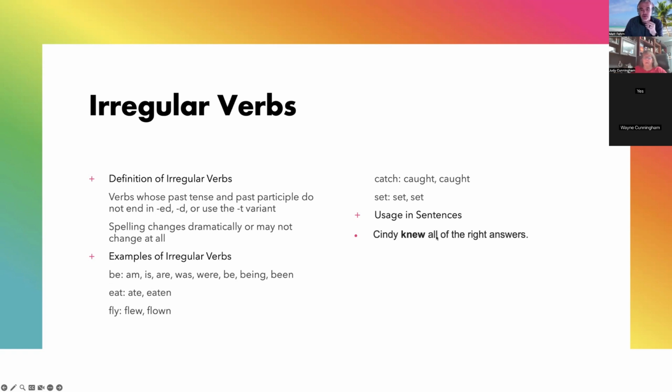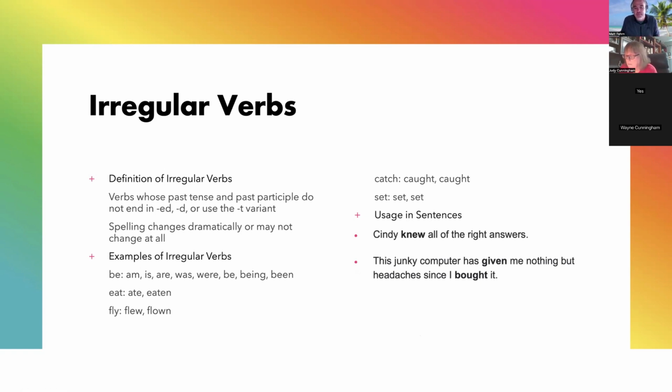And Cindy knew all the right answers. So you wouldn't say Cindy know all the right answers, right? That would sound silly to us. The junky computer has given me nothing but headaches since I bought it. So you wouldn't say the junky computer has give me nothing. Obviously, that would be wrong. So it has given me nothing but headaches since I bought it. But bought could be either or, right? Because bought's one of those irregular verbs that stays the same, like caught.